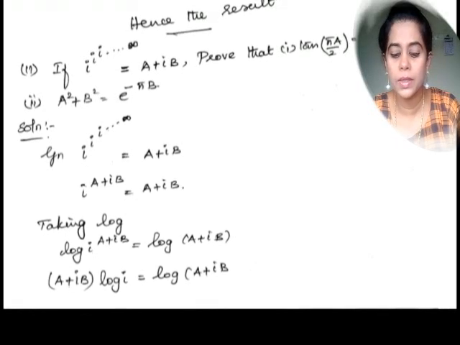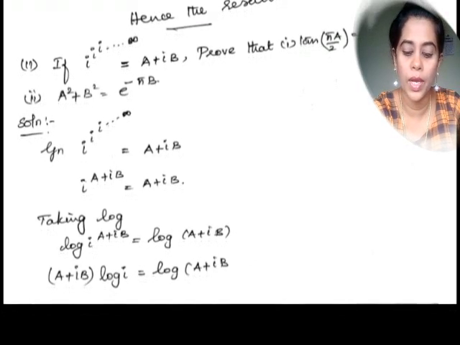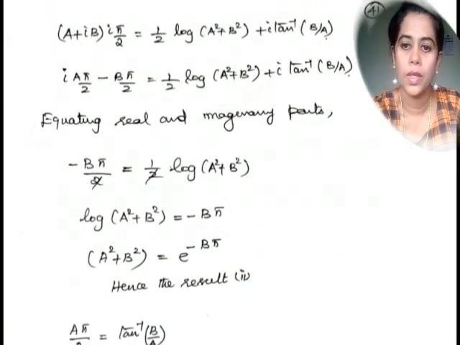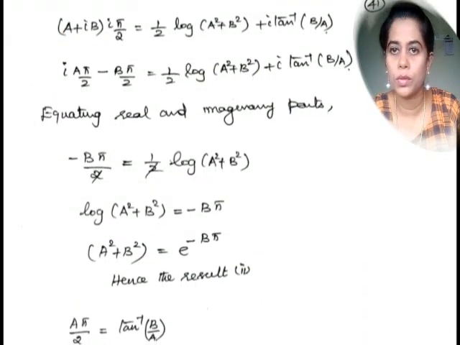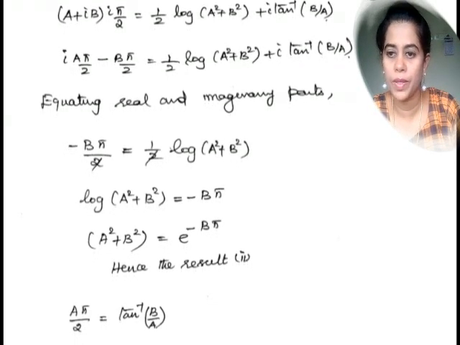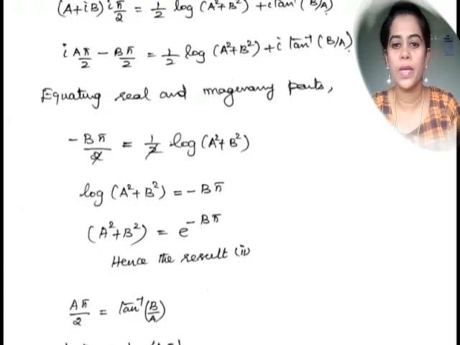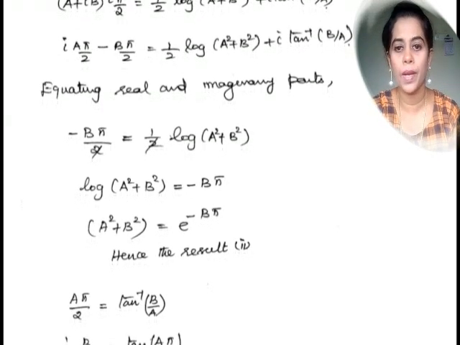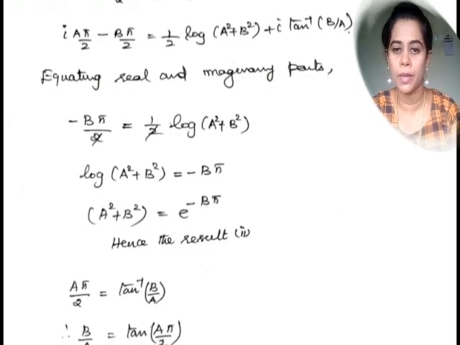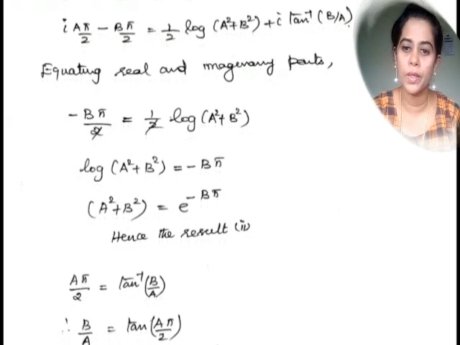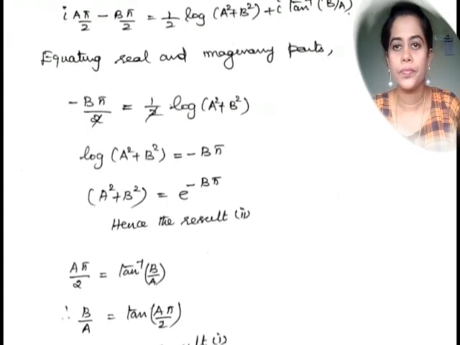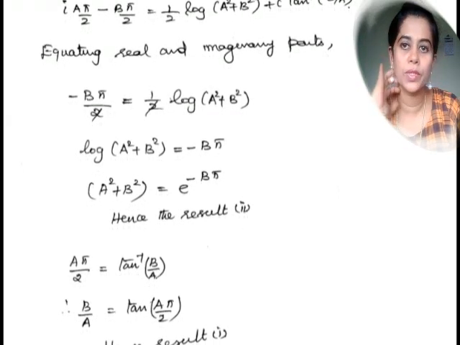We can write it as i to the power of i: log i equals log of a plus ib. Therefore (a plus ib) into i pi by 2 is equal to half log of a square plus b square plus i tan inverse of b by a. Multiplying the terms, we get i into a pi by 2 minus i into i, which is minus 1, so b pi by 2 equals half log of a square plus b square plus i into tan inverse of b by a.